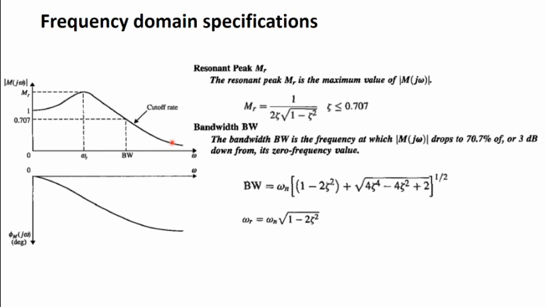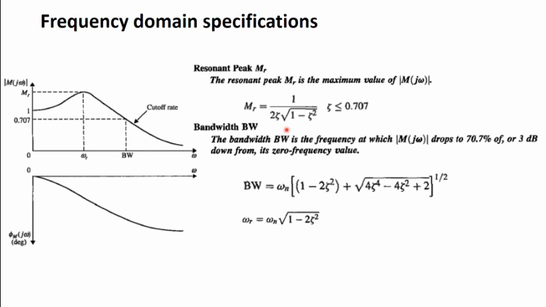One important thing in case of linear systems is that the time domain and frequency domain specifications are correlated to each other. For example, the resonant peak Mr is correlated to the damping ratio zeta with the relation Mr is equal to 1 upon 2 zeta square root of 1 minus zeta square. This is true for zeta less than or equal to 0.707. That is, the higher the value of damping ratio zeta, the lower is the resonant peak.